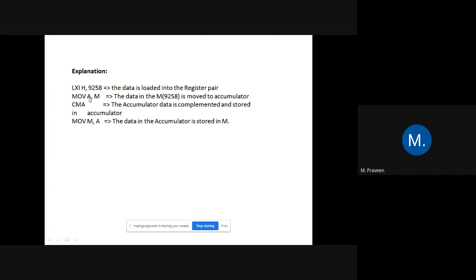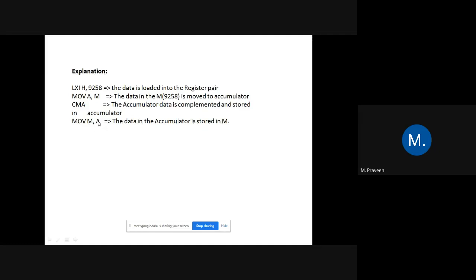So MOV A, M means moving the data from the address 9258. Now 9258 is considered as the address. In that address, there will definitely be some 8-bit data. That 8-bit data is now moved to the accumulator. After moving the data to the accumulator, the third instruction is CMA. CMA means complement accumulator. Now we have some value in A, and that value is now complemented.